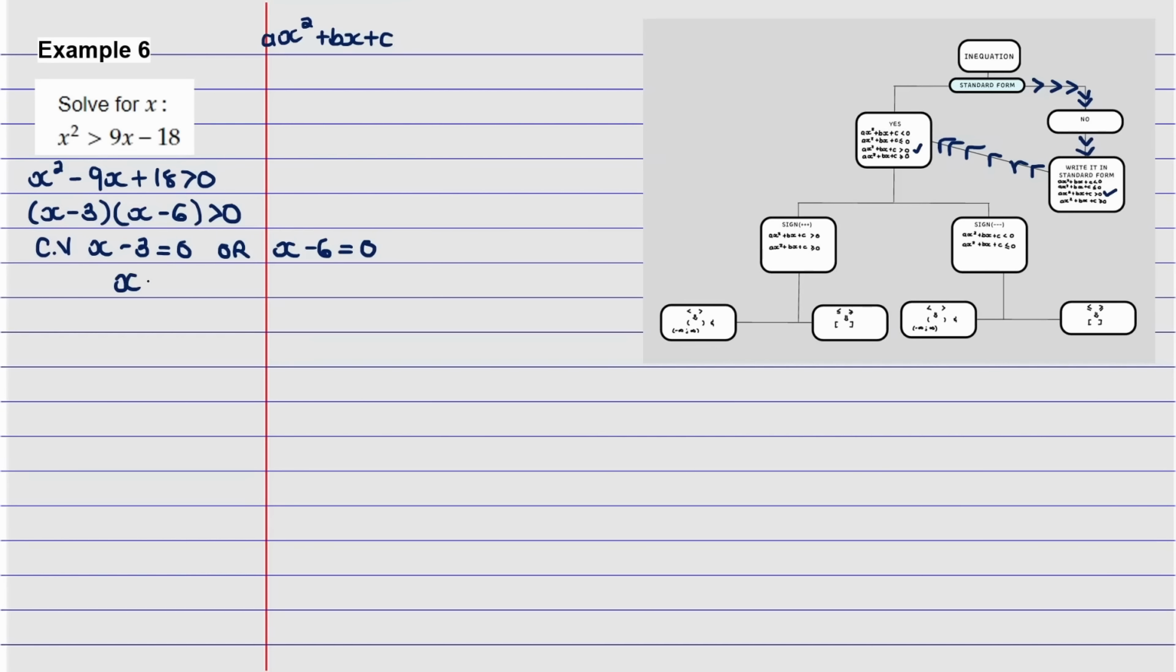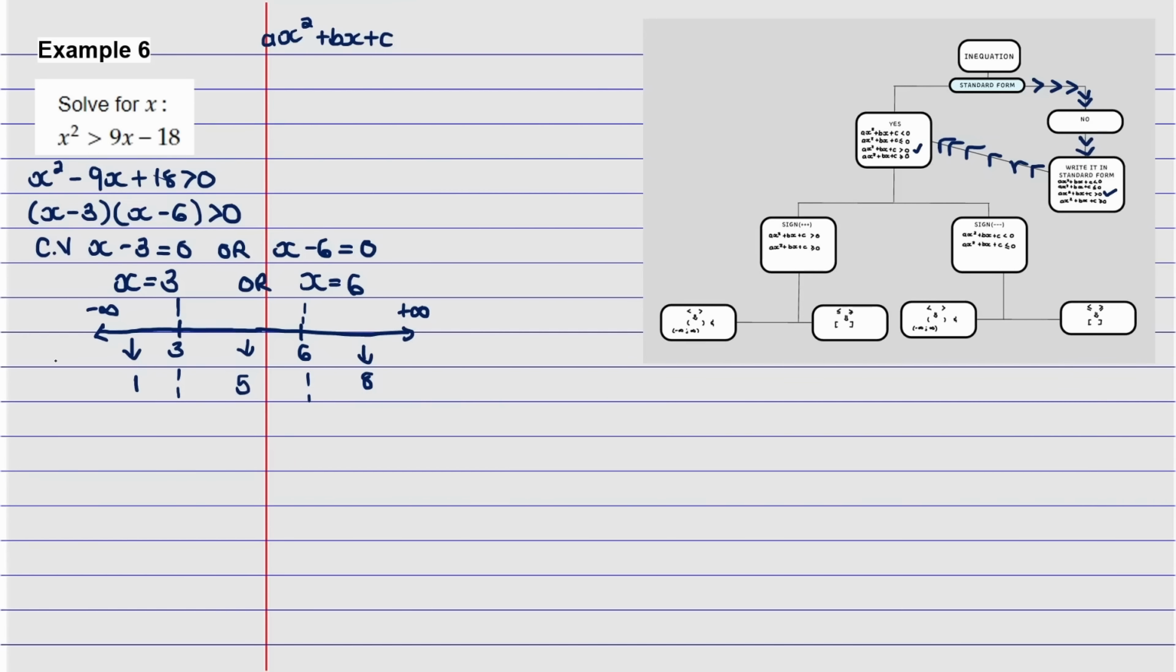So this is the same as x is equal to positive 3, or x is equal to positive 6. Create the number line. It's going to be a number line like this, and this is going to be 3, and this is going to be 6. This is going to be negative infinity, and this is going to be positive infinity. Then I'm just going to draw dotted lines like this. Then you're going to pick a number between negative infinity and 3, and I'm going to pick 1. Then pick a number between 3 and 6, which I'm going to pick as 5. Then pick a number between 6 and positive infinity, and I'm going to pick 8.